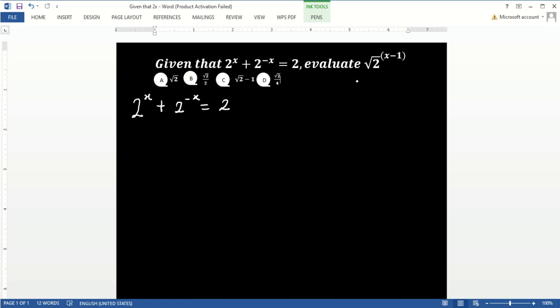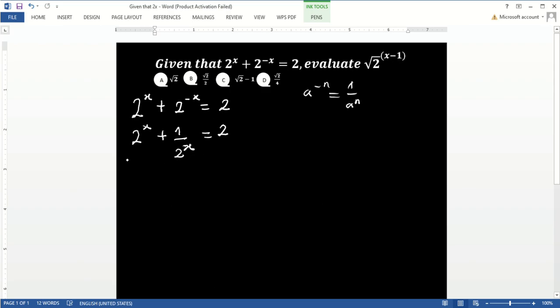So here 2 raised power x plus 2 raised power minus x can also be written as 2 raised power x plus 1 over 2 raised power x is equals to 2. From negative indices, we have a raised power minus n, the same thing as 1 over a raised power n. So we use that approach.